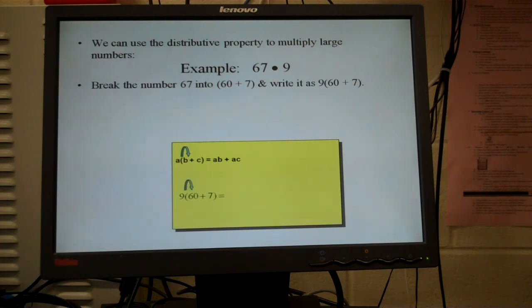But now, instead of multiplying 67 times 9 in my head, all I have to do is 9 times 60, and then 9 times 7, and then put those two pieces together. And here, what was originally a very hard problem to do, 67 times 9, became much easier. 60 times 9, and 7 times 9.